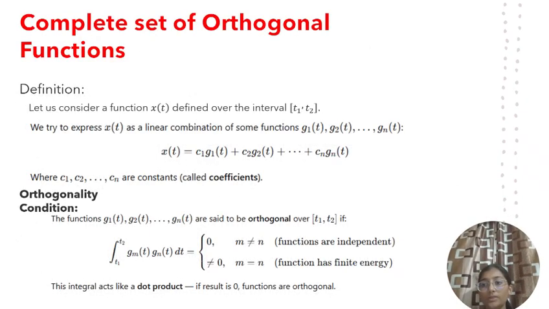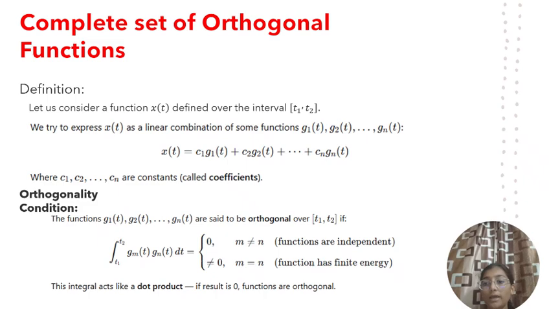Moving on to the second part of this presentation, the concept of a complete set of orthogonal functions. In signals and systems, we often represent complex signals as a combination of simpler basic functions. Here, if we express our x of t as a linear combination of some functions like g1 of t, g2 of t, and so on up to gn of t, it can be expressed as x of t equals c1 g1 of t plus c2 g2 of t plus and so on up to cn gn of t. Here, c1, c2, cn are constants called coefficients.